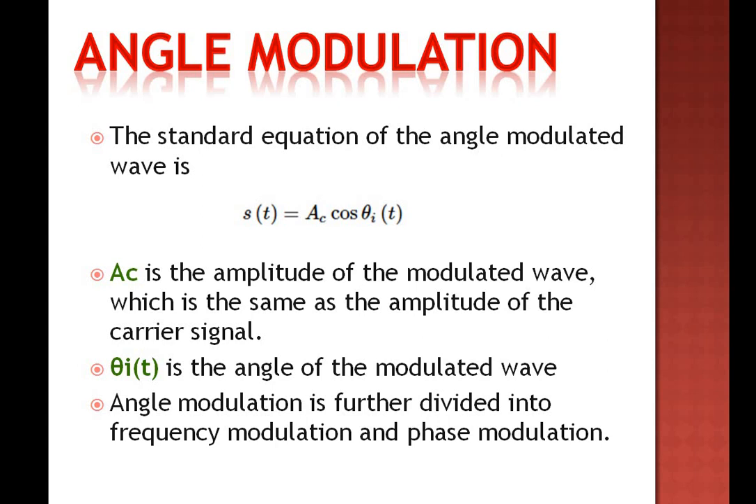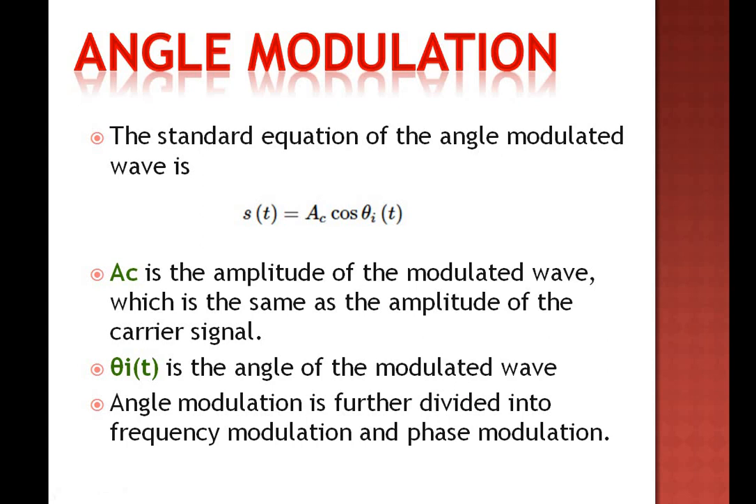The standard equation for your angle modulation is S(t) = Ac cos θi(t), where Ac is the amplitude of your carrier wave. Now θi(t) is the angle of the modulated wave. This is actually the modulated wave, the angle modulated wave. So Ac is the amplitude of the modulated wave, which is the same as the amplitude of your carrier wave, and θi(t) is the angle of the modulated wave, the angle that you have modulated.